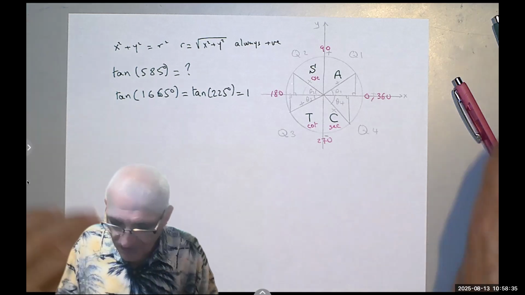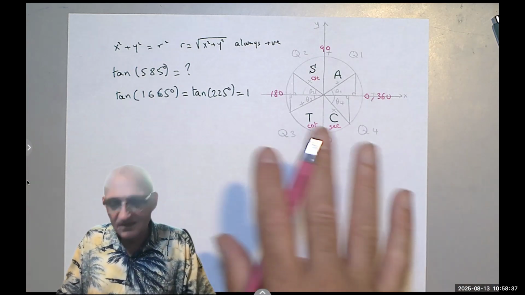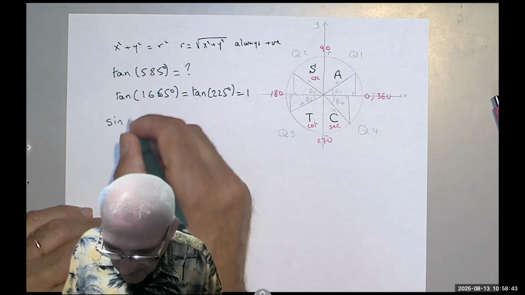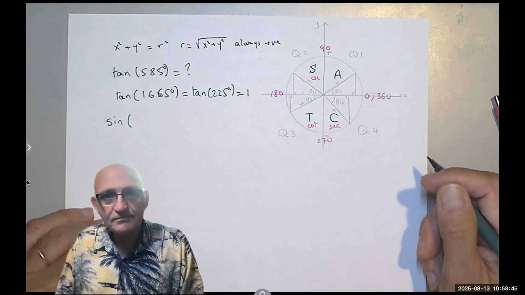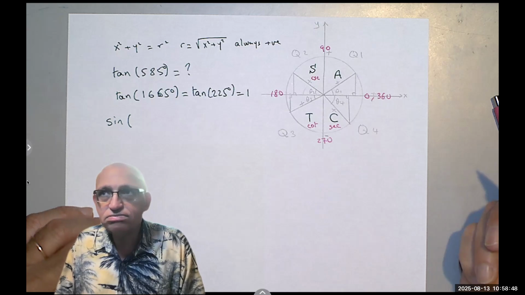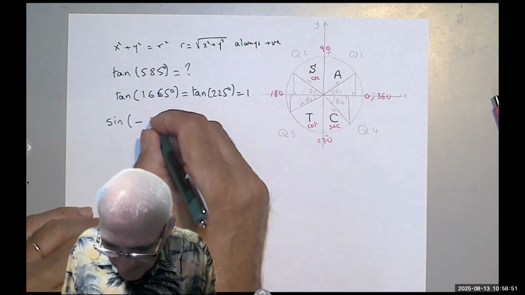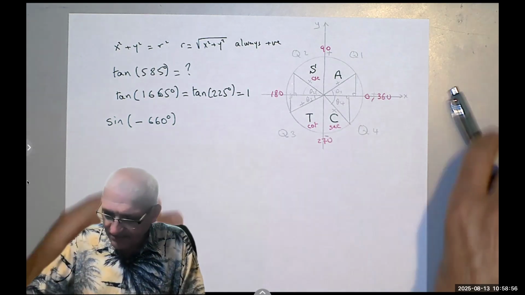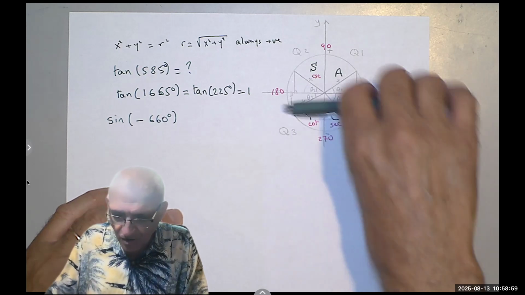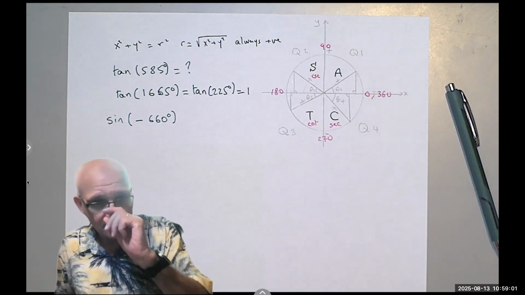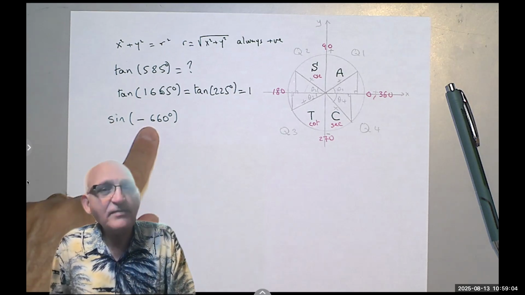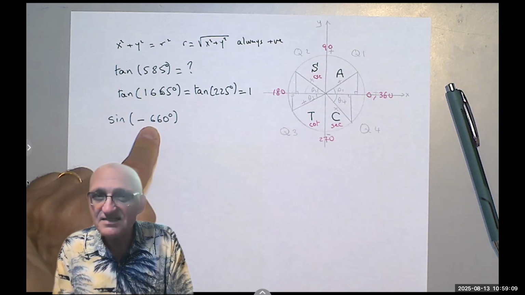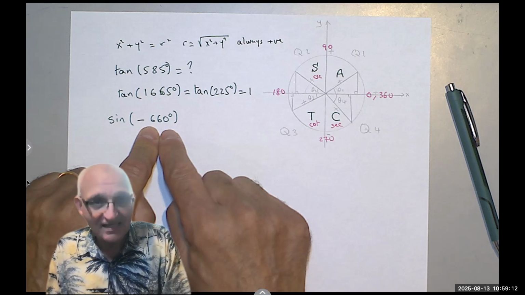One last thing. Suppose, so we cover this material altogether, suppose I say sine of negative 660 degrees. You say, oh my God, negative? Yeah, negative meaning you are rotating clockwise, not counterclockwise, but it doesn't matter. Okay, I would say how many 360s are here? Just one, right? But if I add 360 to that, I'm still negative.